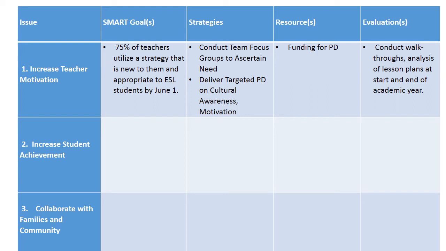And then to evaluate that, you might conduct walkthroughs or analyze lesson plans at the start and the end of the academic year to determine if you did hit that 75% target. So you wouldn't just do one SMART goal. You would probably do 2 to 4, 1 or 2 long-term and 1 or 2 short-term. This would be considered a short-term goal. Long-term goals are generally in the area of 2 to 5 years. Anything 1 year, within this year, maybe even up to 2 years, might be considered a short-term goal.